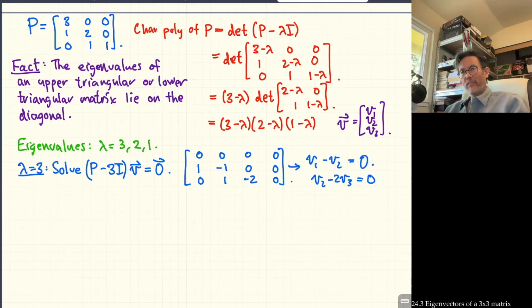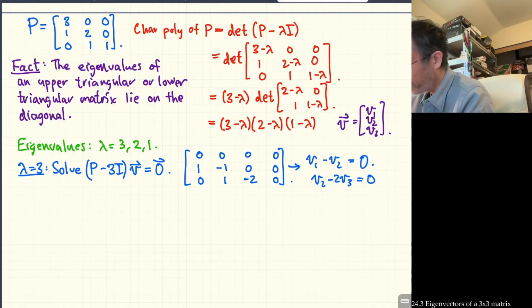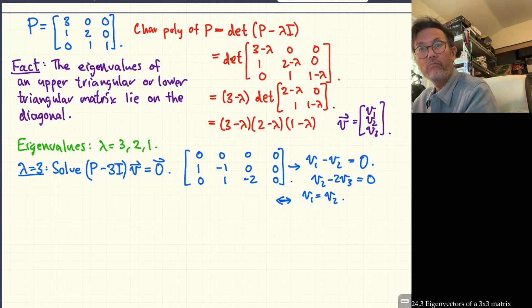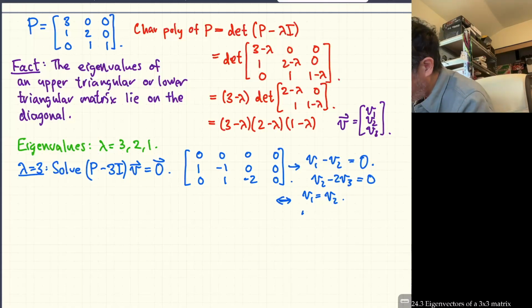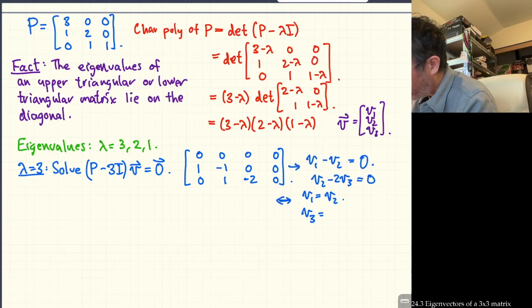What this suggests to me is that I can write V1 and V3 quite easily in terms of V2. So that's what I'm going to do. I'm going to write V1 and V3 in terms of V2. So this is equivalent to saying, for example, that V1 is simply V2. Okay, that's cool. And then the second equation is telling me that V3, if I subtract V2 and divide by negative 2, is I get 1/2 V2, I believe.